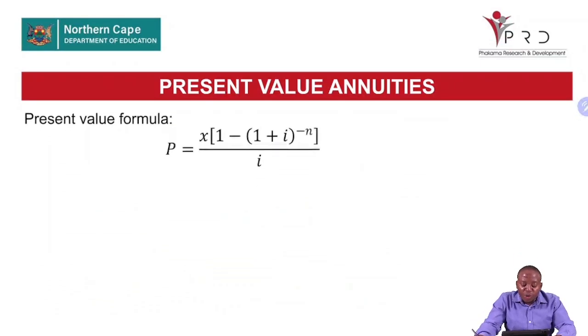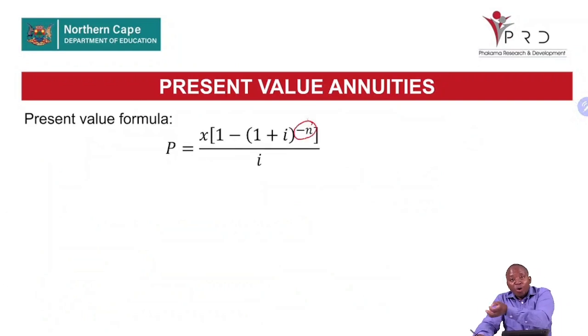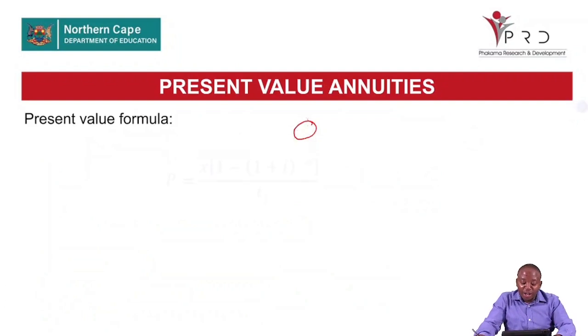Now, this is the formula that we are utilizing. P is equal to X, open bracket 1 minus, open another bracket 1 plus I, all raised to the power negative N, close bracket all over I. Why negative N? Very interesting. We have a negative N because we are moving from the future, we are coming back to the present. So we are reversing, we are moving in the backward direction.